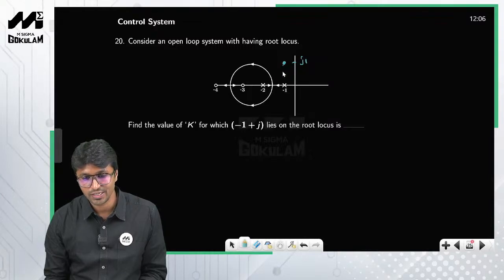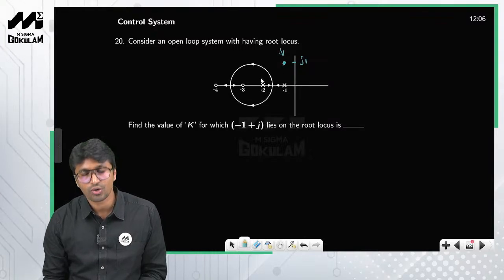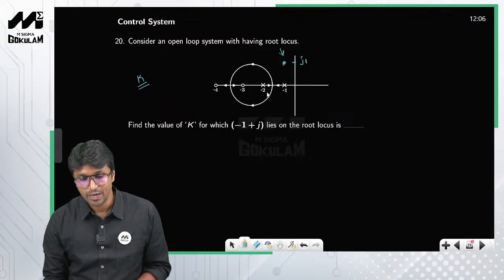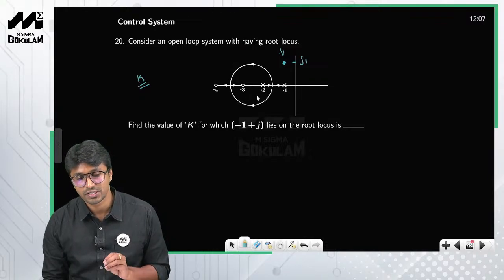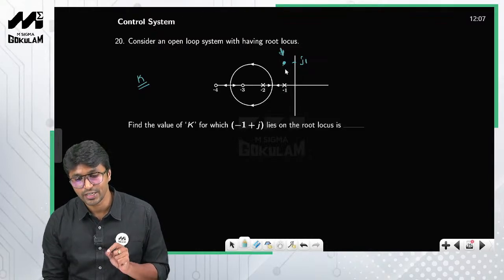So listen, you can clearly see that this point is not on the root locus, right? So for no value of k does the root locus pass through this particular point. There is no value of k at which the root locus passes through this point, because you are given a system and the root locus of that system is already given to you, okay? And this is the point they are asking you to find the value of k for, right? So clearly the root locus will never go through this particular point.